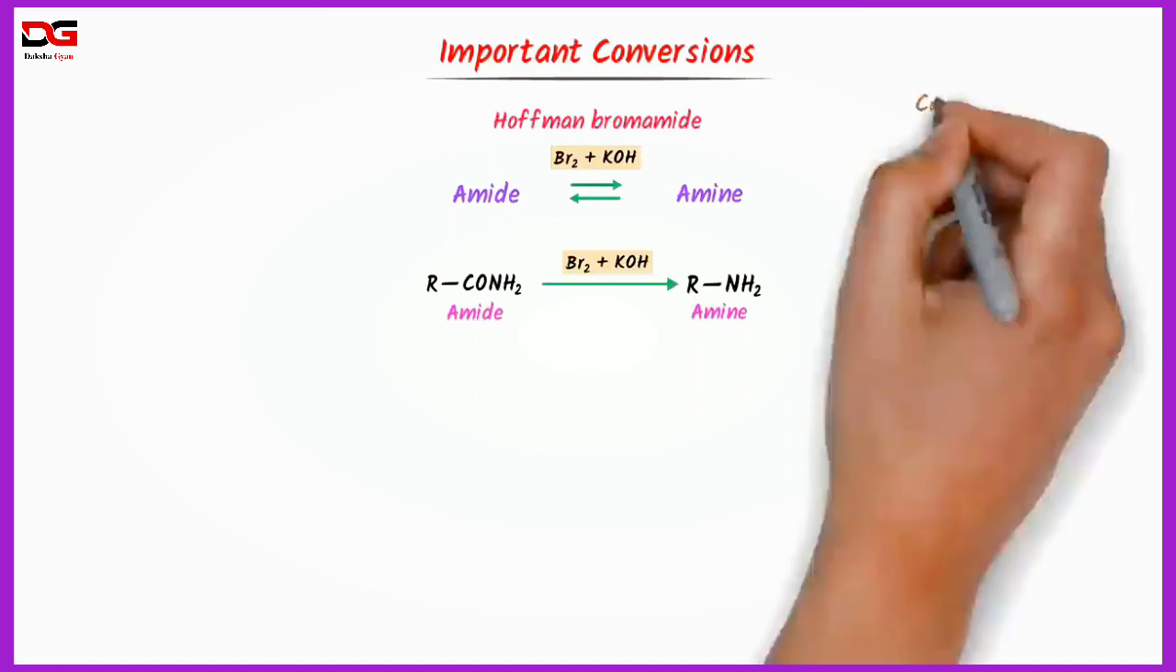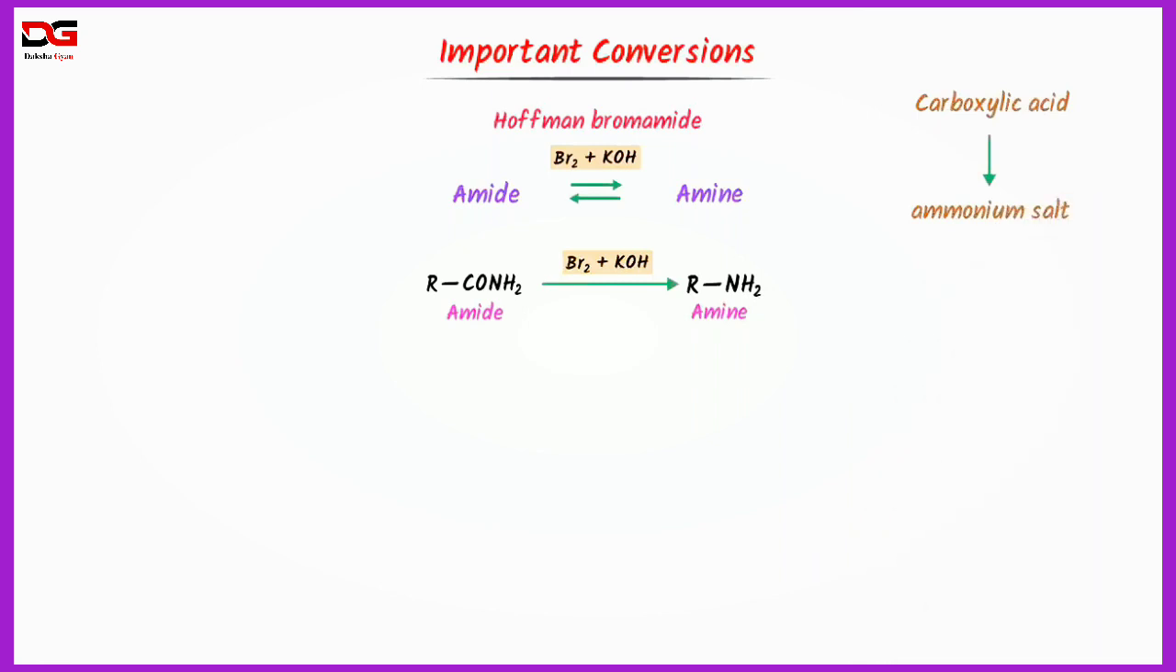We can easily convert carboxylic acid to ammonium salt by adding NH3 to it. Later, when we heat the ammonium salt, we get amide.